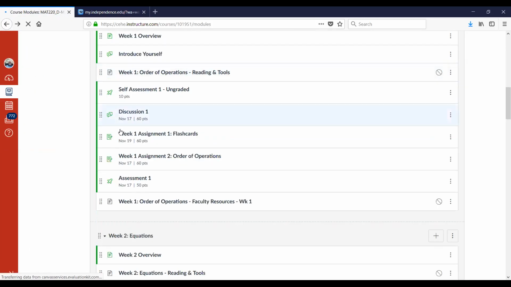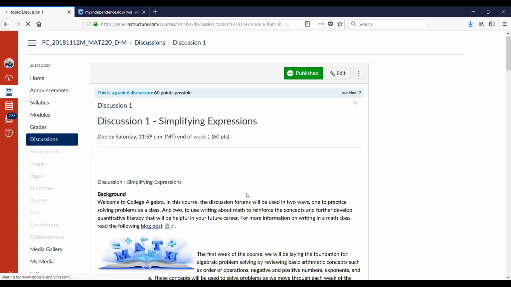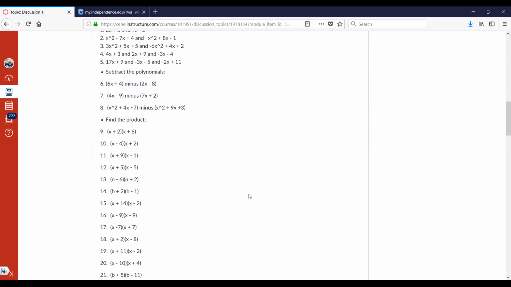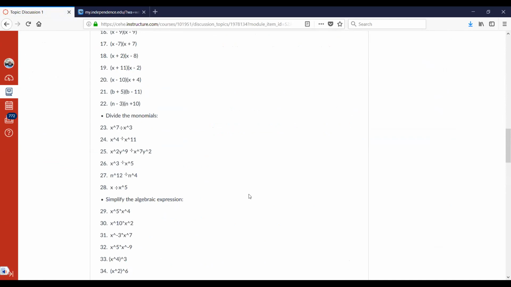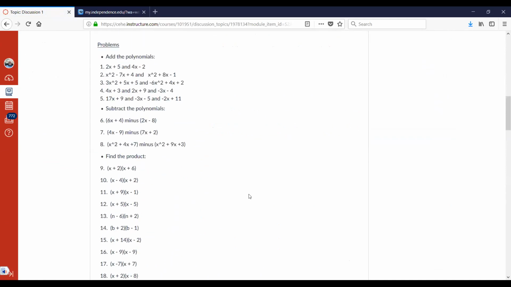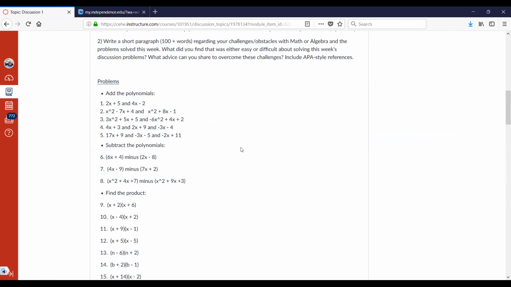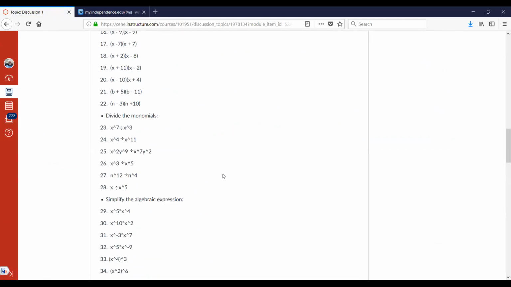Also, in the first week, we have a discussion. The discussion has a series of problems. You will find that the problems are in several groups. You'll do 2 problems in each group, and one of the groups has only 3. Mostly, multiple students will not do the same problem. Group 2, unfortunately, is a little different. We'll just have to waive that rule.